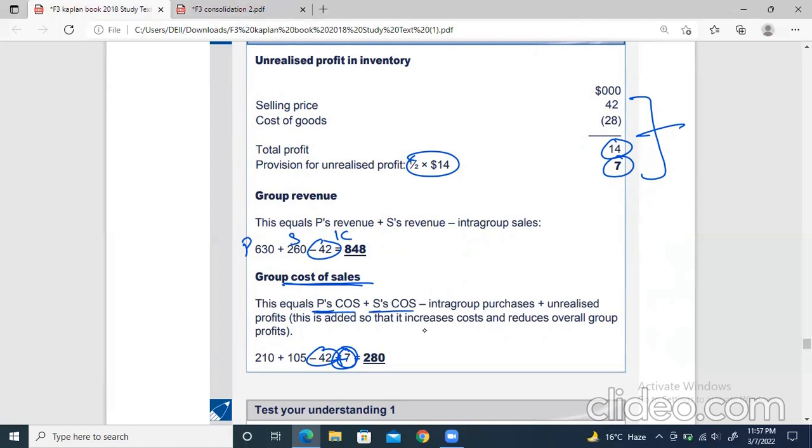Yes, this is basically the formula. Parent plus subsidiary minus intergroup purchase and plus unrealized profit. So parent plus subsidiary, this is minus the intercompany, right? And this one is the unrealized profit. The formula is same for cost of sale and revenue. Just in cost of sale, we are adding back the unrealized profit, according to the formula that we have just studied in the notes.